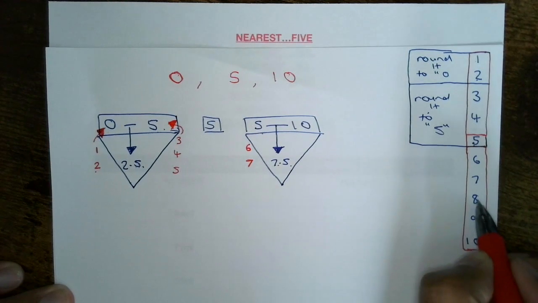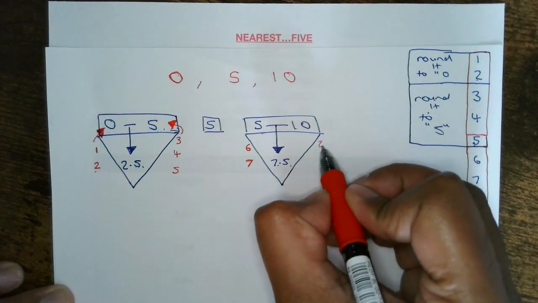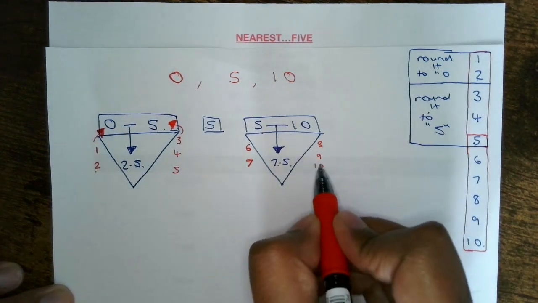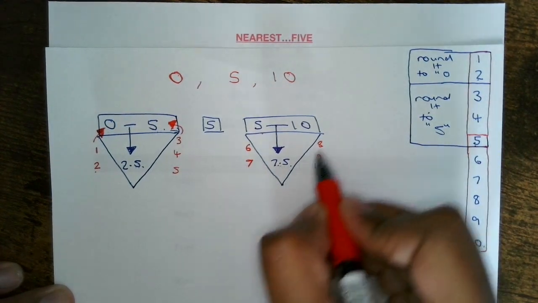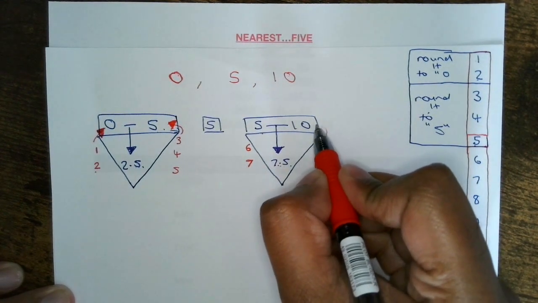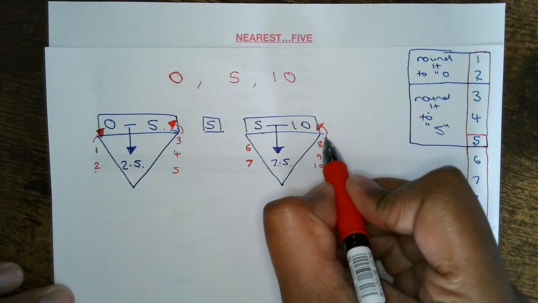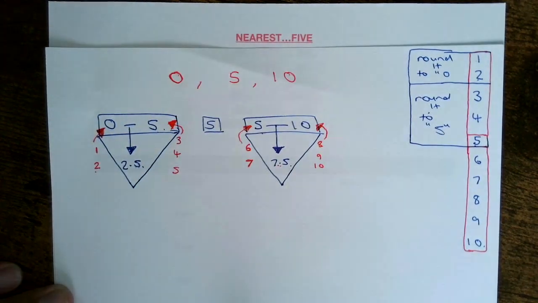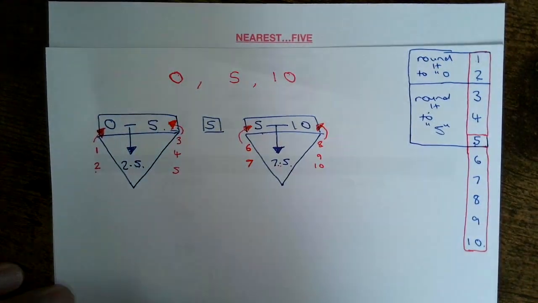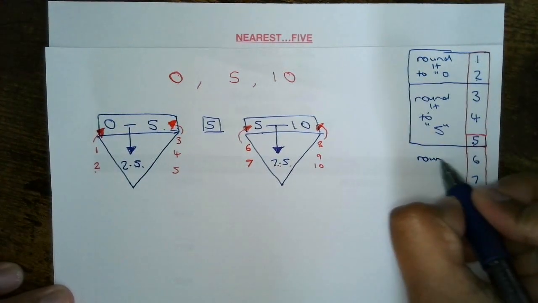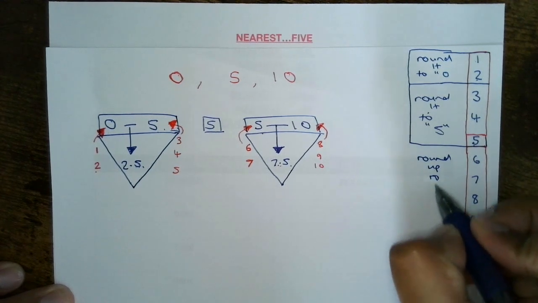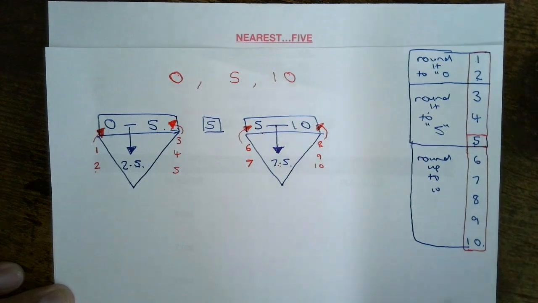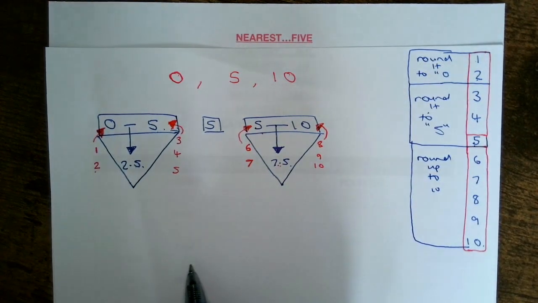When we've got the numbers 8, 9 and 10, they would fall on this side, because 8, 9 and 10 are greater than 7.5, so we would round these up to 10. So what I'll do is I'll write down here: round up to 10. So now I'm just going to give you some examples.